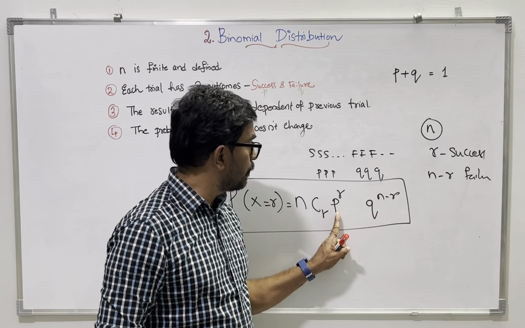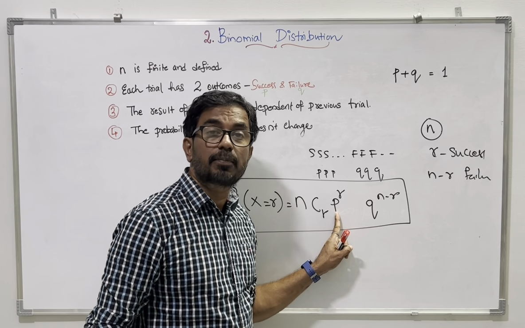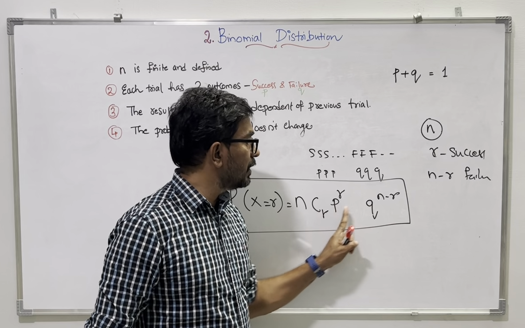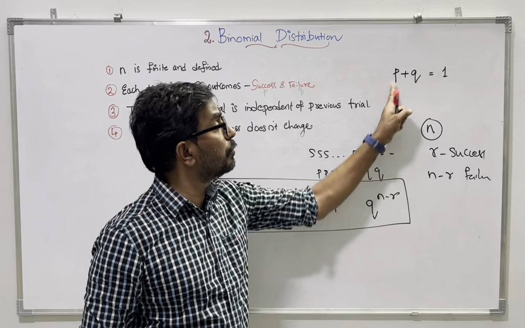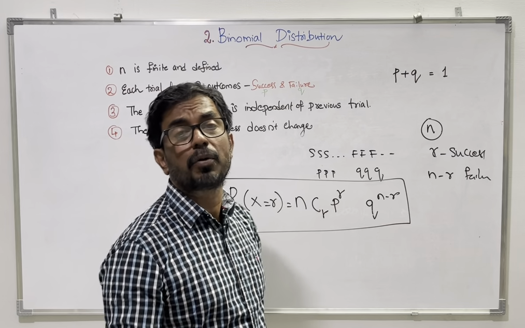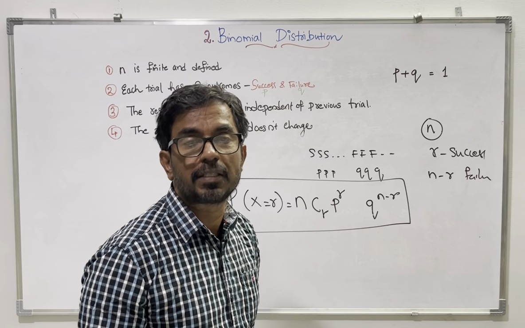So if P is 0.5, Q will also be 0.5. If P is 0.6, Q will be 0.4. If P is 1 by 3, Q will be 2 by 3, because P plus Q should be 1. So if you know the probability of success, then you know the probability of failure also. If 1 by 6 is success, 5 by 6 will be failure.